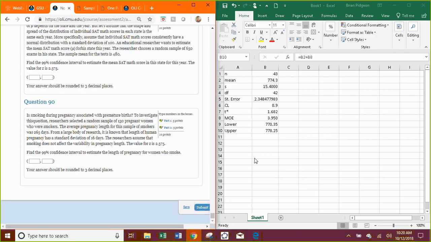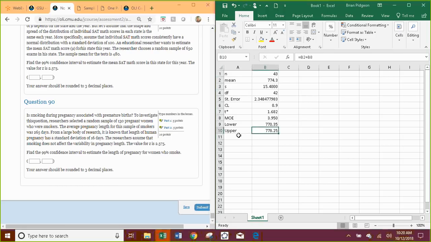Oh, and look at this. With this question, we are actually given the population standard deviation, so it's a little different. This idea is for when sigma is not given. That's what we've been doing. But what about when sigma is given?